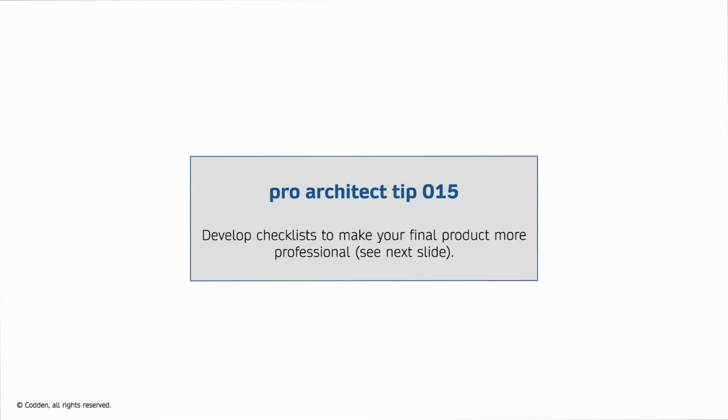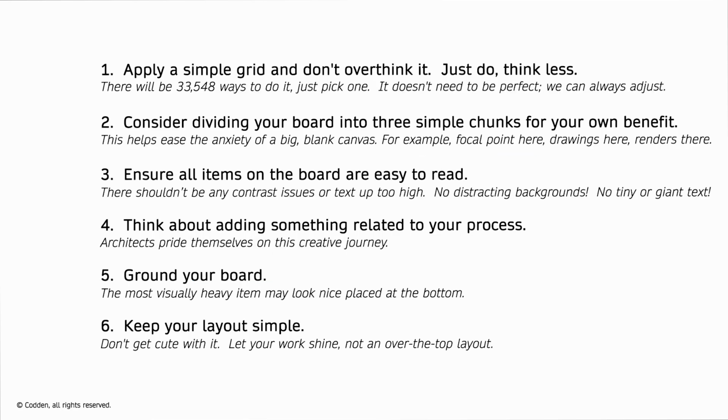So another tip, develop checklists to make your final product more professional. And here are a few things I developed for this class. I will go over the big points, and you can read the italicized text if you wish. But like I showed you previously, apply simple grid and don't overthink it. Just think less. Think more about things aligning. It does not have to be a 1-inch by 1-inch grid or 12-inch by 12-inch grid. Just put in your things, and if you need to do a grid afterwards, that's fine. But just think about items and how they relate to each other in their alignment.